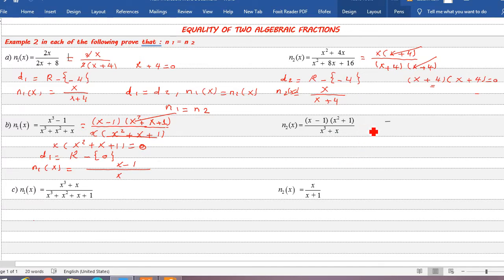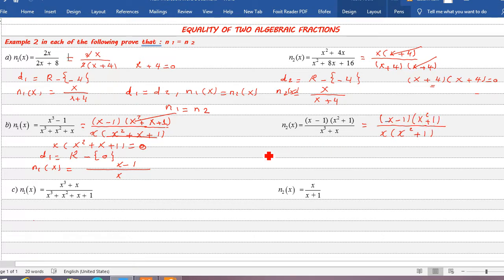Make the factorization of the denominator. Taking x as common factor, the denominator becomes x times x power 2 plus 1. In the numerator, the expression has no factorization, so it stays x minus 1 times x power 2 plus 1.